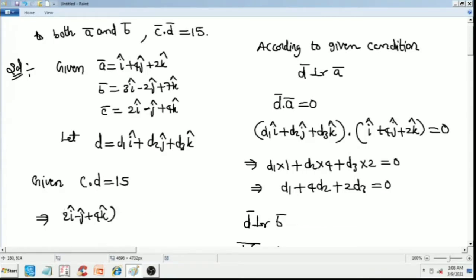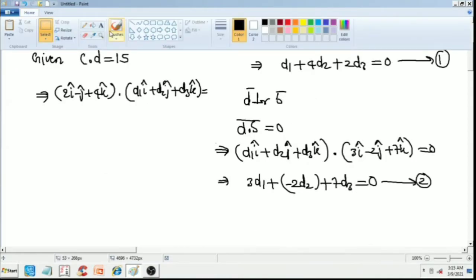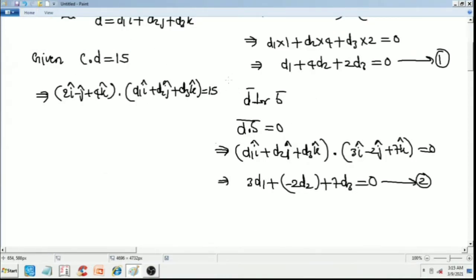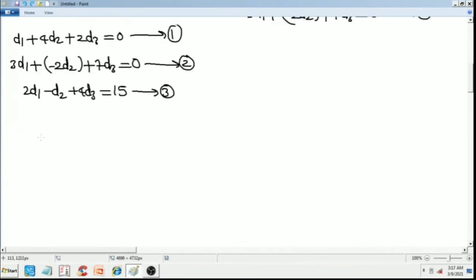Next, the dot product of d1 i plus d2 j plus d3 k is 15. So from here, 2d1 minus d2 plus 4d3 is equal to 15. This comes out to be equation 3. Now we have equations 1, 2, 3. Solving 1 and 2.